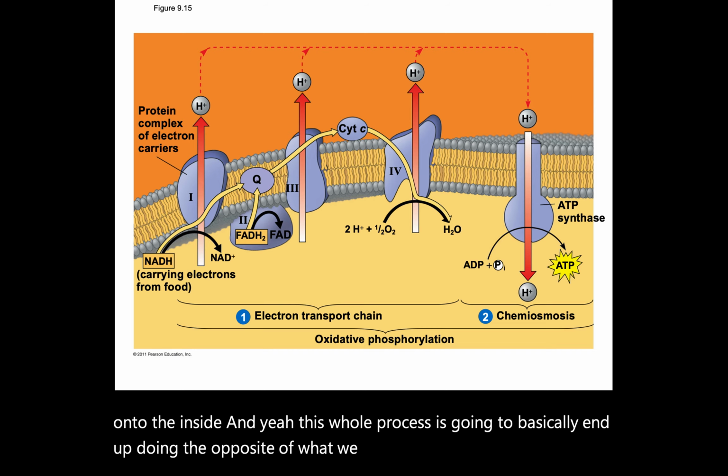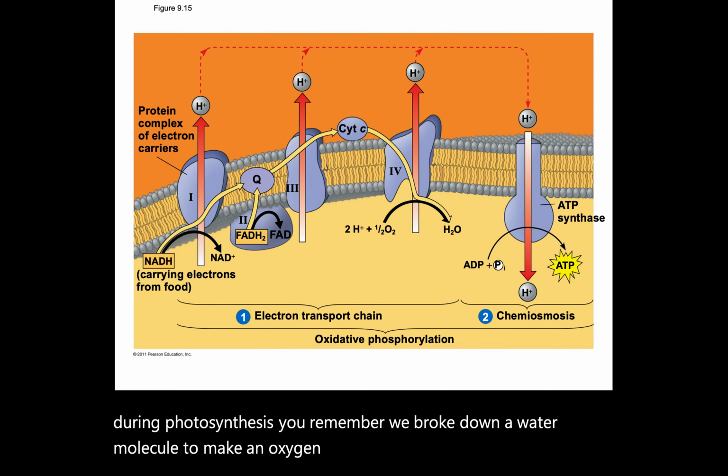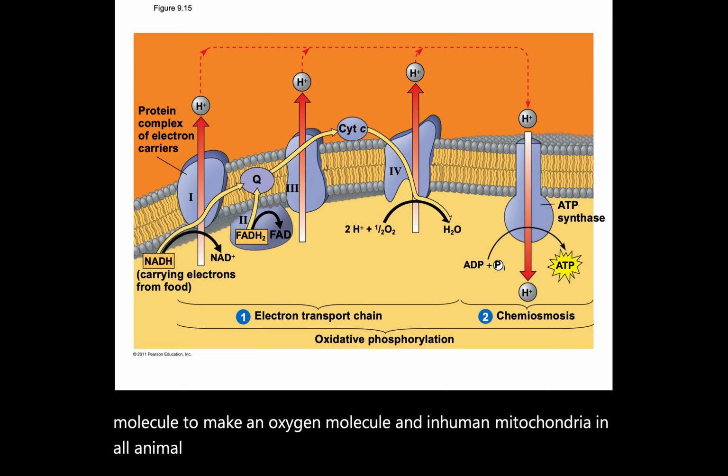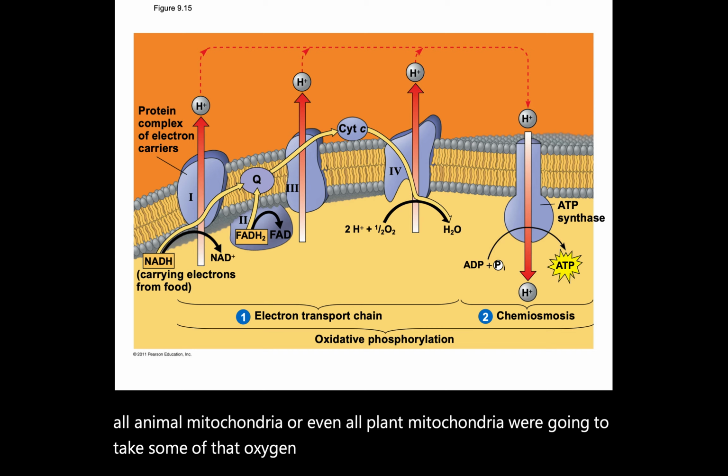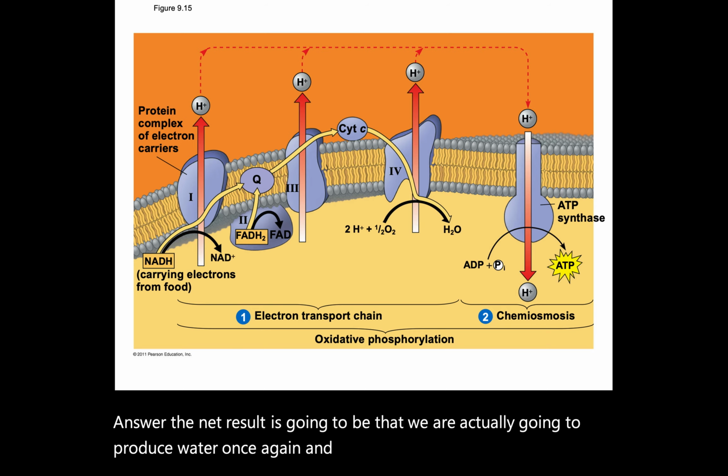And yeah, this whole process is going to basically end up doing the opposite of what we did during photosynthesis. So during photosynthesis, you remember we broke down a water molecule to make an oxygen molecule. And in all animal mitochondria, or even all plant mitochondria, we're going to take some of that oxygen and turn it into water again. And so the net result is that we are actually going to produce water once again, and so water will remain roughly constant.